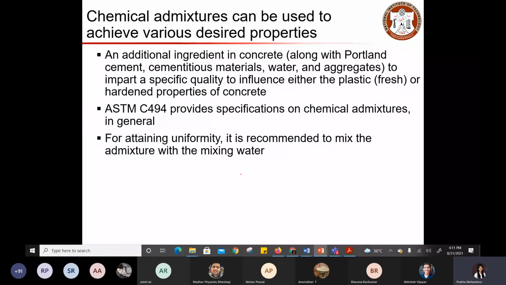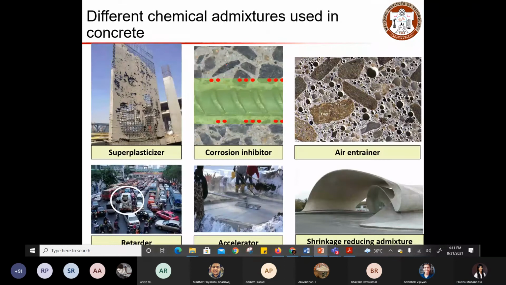So that's all with mineral admixtures. Now I'm going to focus on the chemical admixtures that we use. There are different chemical admixtures that we can use in concrete to enhance certain properties. Superplasticizer, for example, enhances the workability, and corrosion inhibitors enhance the corrosion resistance in concrete. This part is already covered in a previous module.